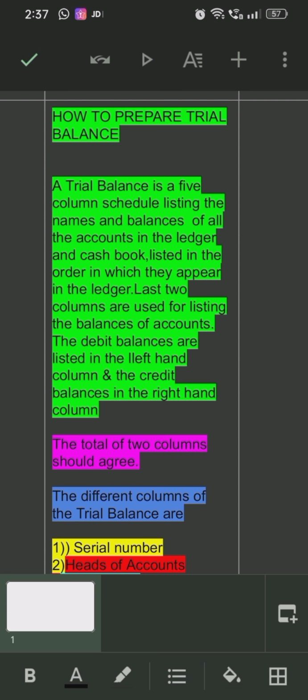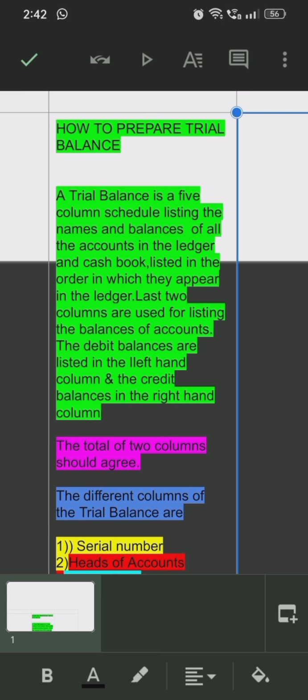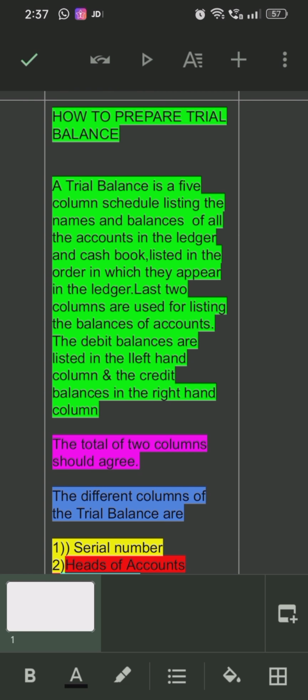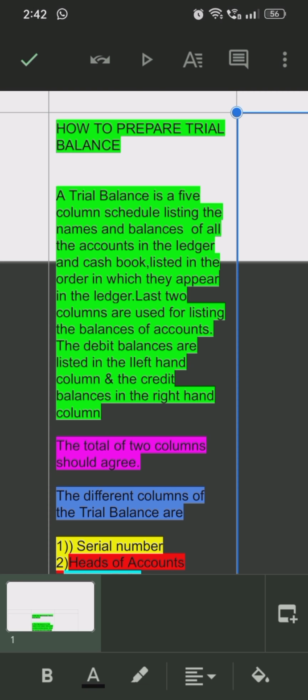The different columns of the trial balance are: number one, serial number; number two, heads of account; number three, ledger folio; number four, debit balance; and number five, credit balance.